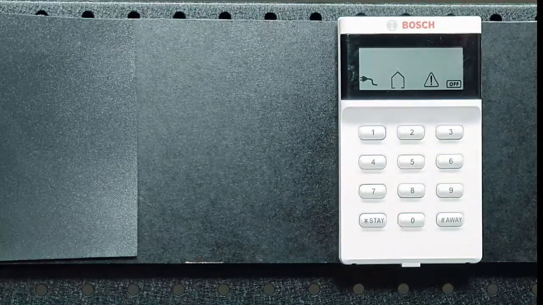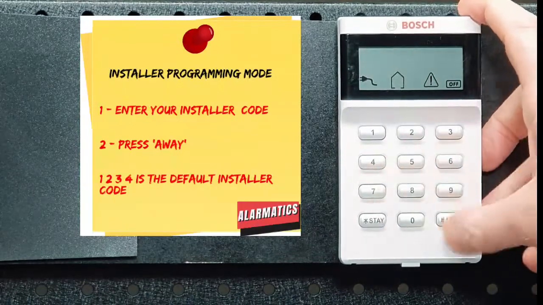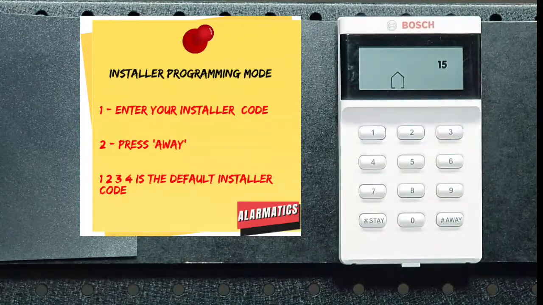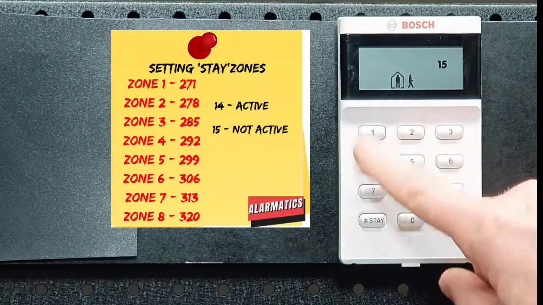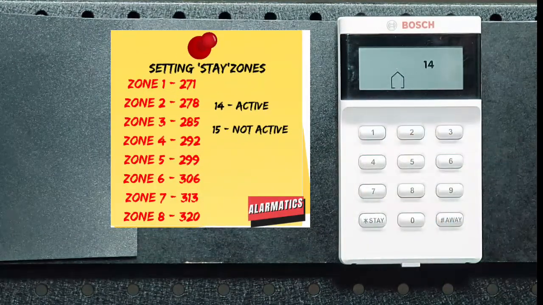So let's go into programming mode. 5, 6, 7, 8. We're in installer programming mode. So let's go into zone 1 first. So location 271 is where we tell zone 1 whether it's going to be active in stay mode or isolated in stay mode or inactive in stay mode.